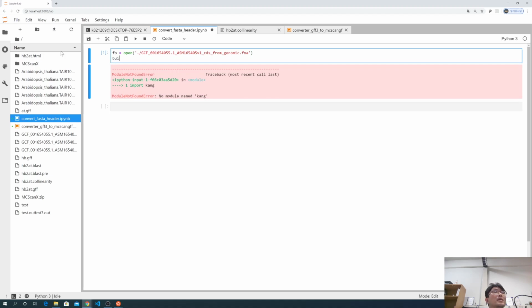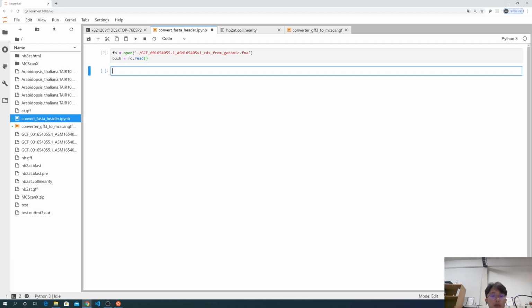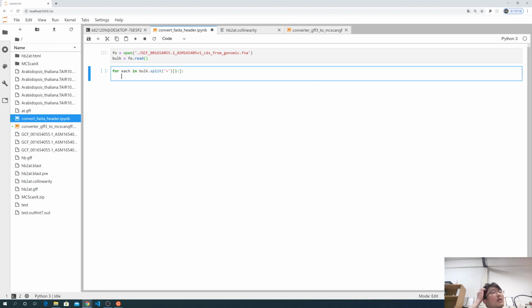So bulk F4 read. Now we have everything in bulk. Bulk split and for each in bulk. This is a very easy way to parse the FASTA file.